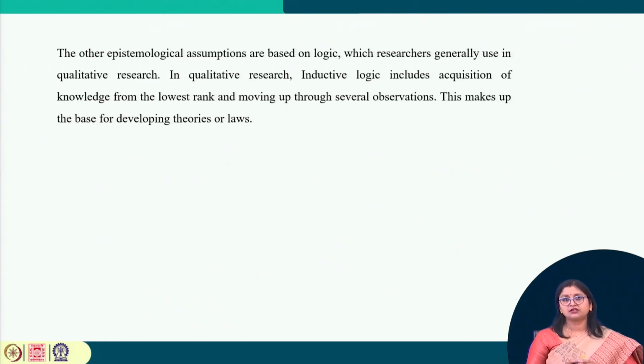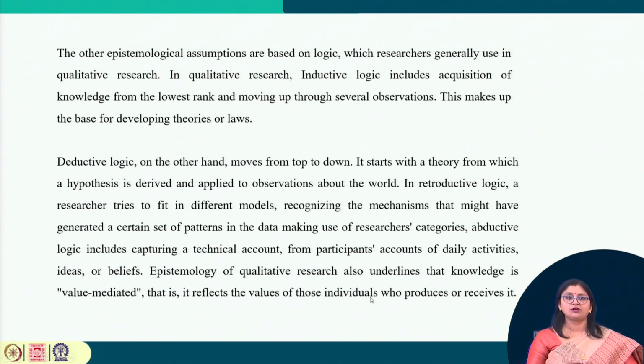So, other epistemological assumptions are based on the logic which researchers generally use in qualitative research. Inductive logic includes the acquisition of knowledge from the lowest rank, moving up through several observations. This makes the base for developing theories or laws in future after completing the study. With inductive logic, there is deductive logic, which on the other hand moves from the top to down, and it starts with the theory from which a hypothesis is derived and applied to observation about the world.